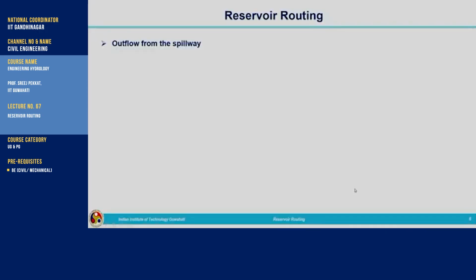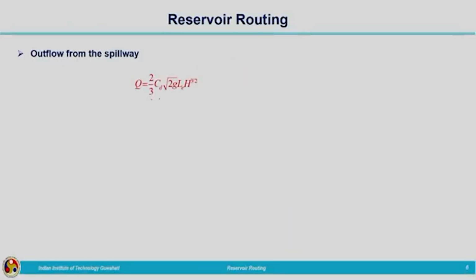And in the previous lecture we have seen that for carrying out hydrologic routing we need to have one more equation in addition to the continuity equation. So, in the case of reservoir, this relationship between the storage and the outflow is considered as the extra equation which is required for carrying out the reservoir routing. In the case of reservoirs with spillway, outflow from the spillway can be written as Q is equal to 2 by 3 CD under root of 2g LE H to the power of 3 by 2.